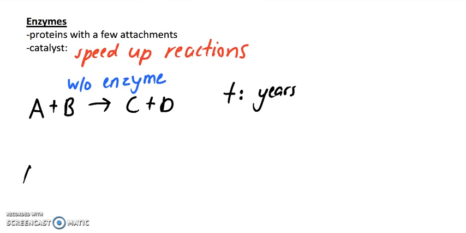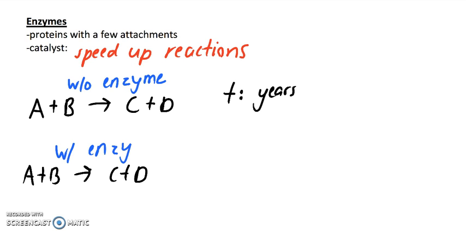Now if we were to take this same reaction but give it the appropriate enzyme, so let's say this one is with enzyme, we could expect it to take about 15 seconds or something. This just goes to show we really need enzymes to speed up these reactions. And without them, we'd probably die.